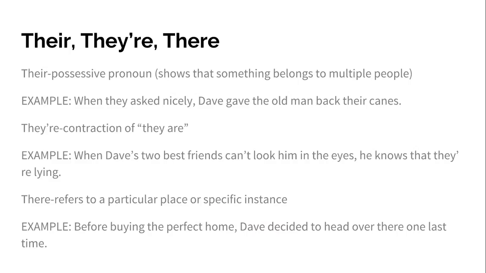There, their, and they're. Their is a possessive pronoun. It shows that something belongs to multiple people. For example, when they asked nicely, Dave gave the old men back their canes.